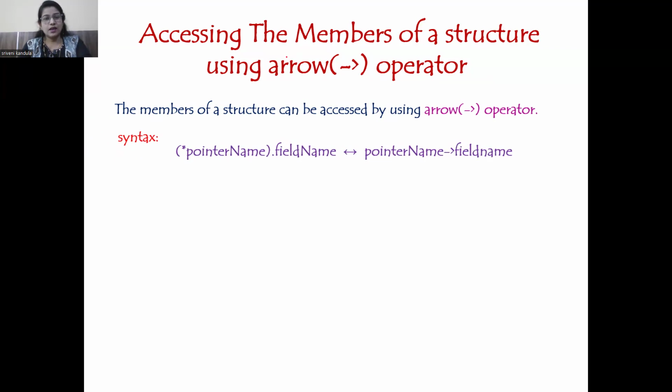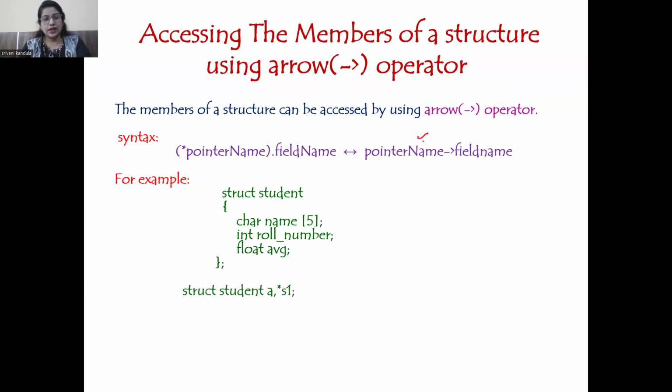So the syntax is either you can use star ptr dot the field name, or the member name, or you can use pointer name arrow field name. Most preferably, we follow this notation. So let us take the same example of the student structure, which contains name, roll number, and average. Now let us declare a variable of this structure.